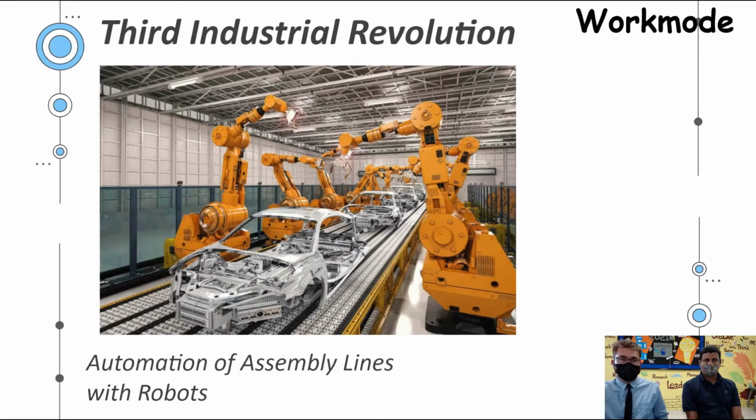Here we have arrived at the third industrial revolution. It's the automation of assembly lines with robots. So first, in 1950, 1960, you used to have people who would assemble the cars, but then after 1970, Germany and Japan started manufacturing robots, and all the assembly lines became completely automatic. So that was the main turning point in the third industrial revolution.